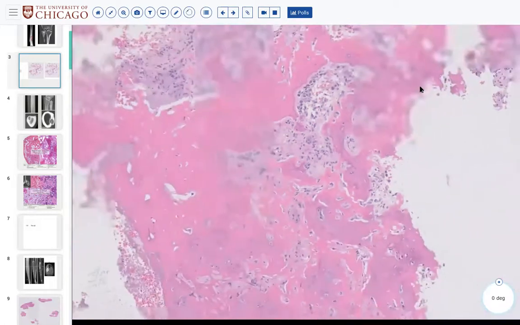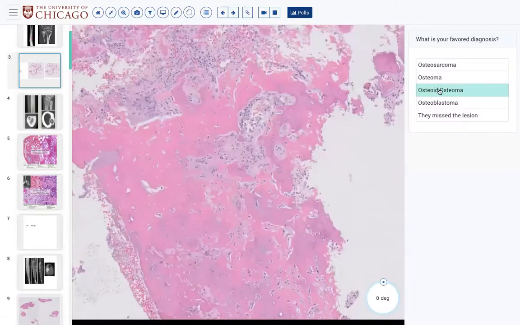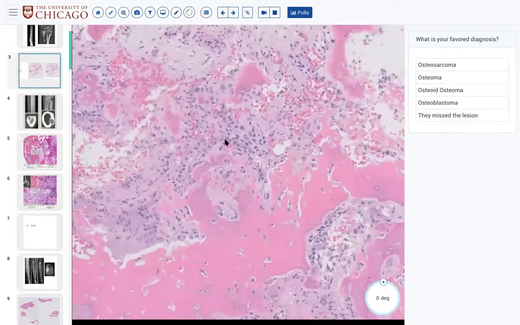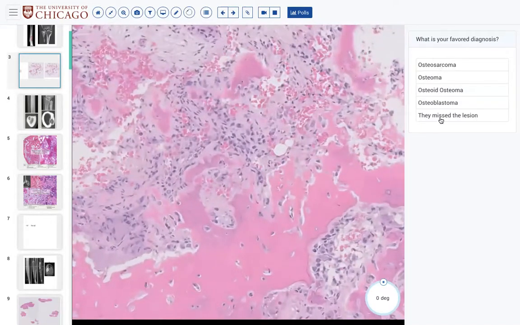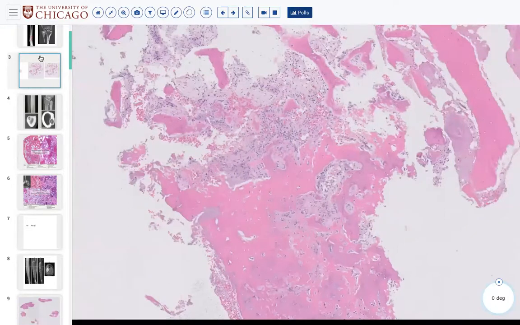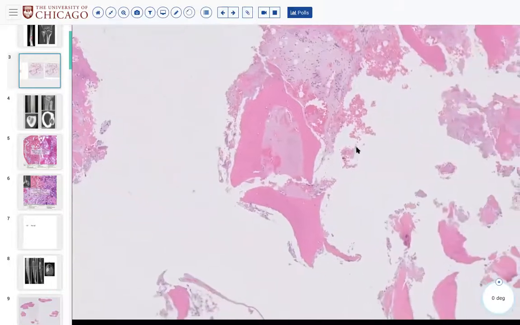Excellent. So I just figured out that PathPresenter can do polls, but I didn't embed it in your previous presentation, so I apologize. I'll do that next time, because when you preview the case, you could actually select your preferred diagnosis. So if anybody has any thoughts, based on what I've given you in the potential options, or based on your own options of what this is based on the radiology and the pathology, can you let me know verbally or in the chat what you think it is?